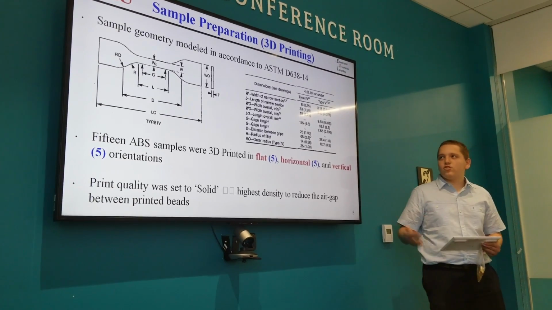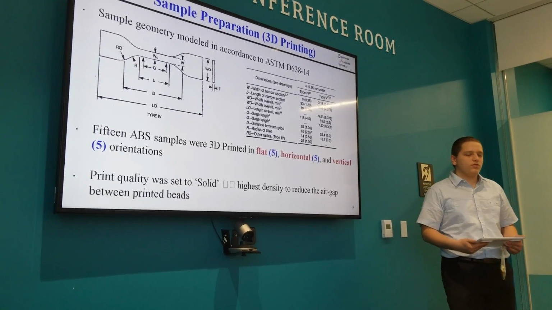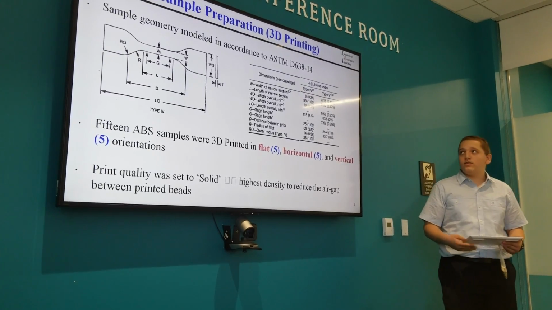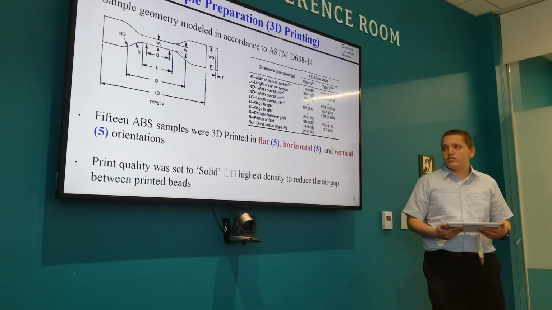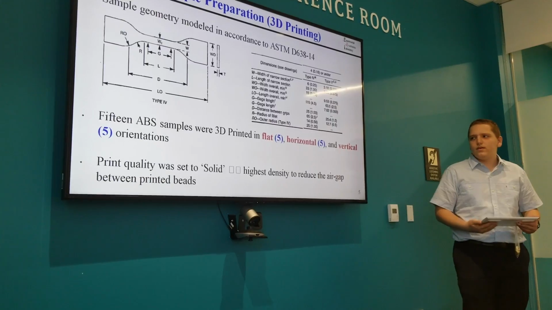So this is the sample geometry modeled. The geometry that we use is modeled in accordance to the American Society for Testing and Materials D638. And as you can see here are a bunch of properties of this particular material shape.